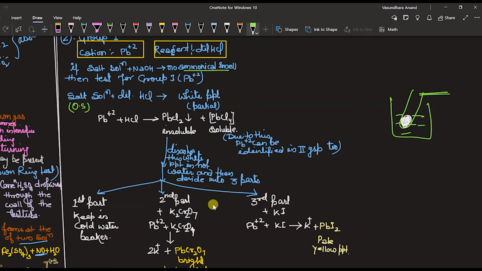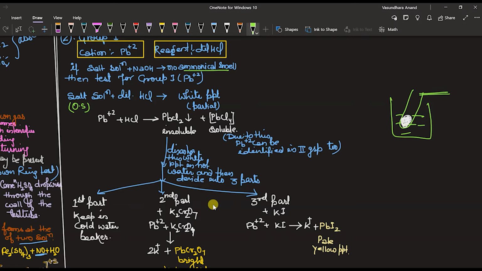Okay, so once it is dissolved, then divide it into 3 parts: first part, second part, and third part. In the first part, what will you do? Again, you keep this first part in cold water. Now instead of hot water, it will be cold water. You put it. अभी ये clear solution था, थोड़ी देर में क्या हो जाएगा? It will precipitate out. Okay.